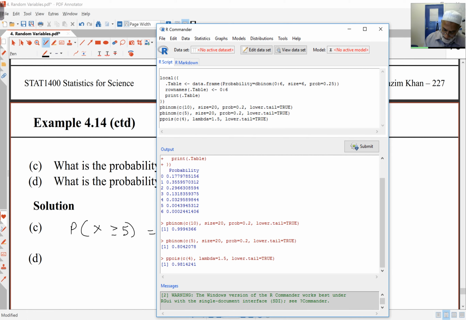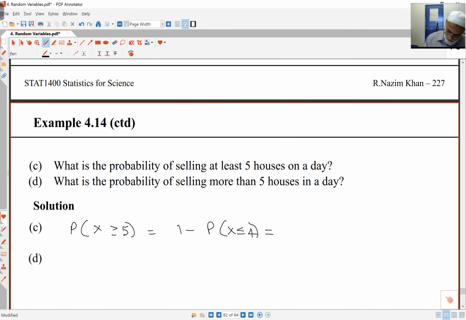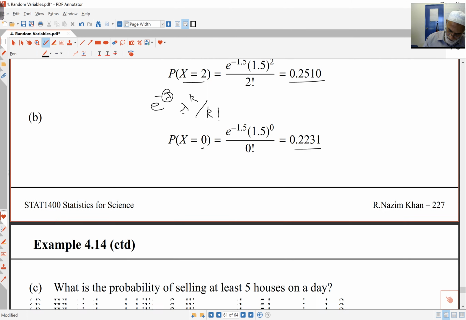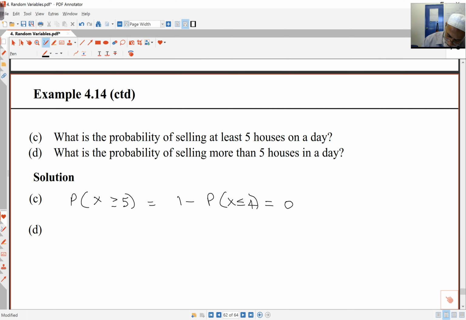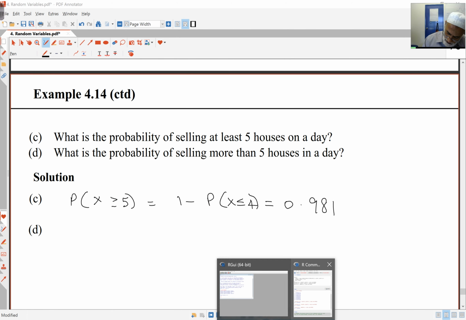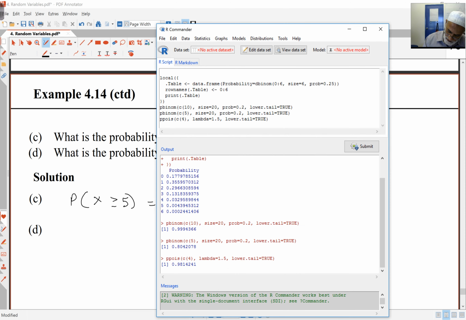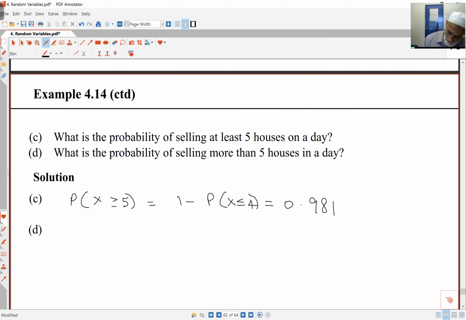That's 0.98142, so on. Check again. 0.98, oops, sorry, 14. And that's 1 minus that. That's 0.0186.